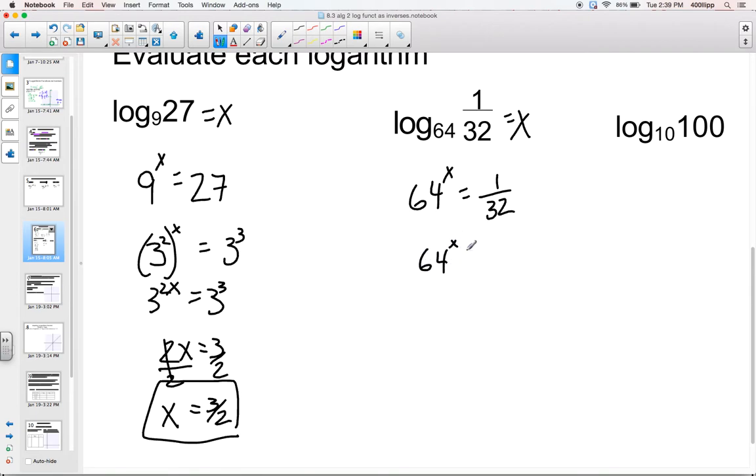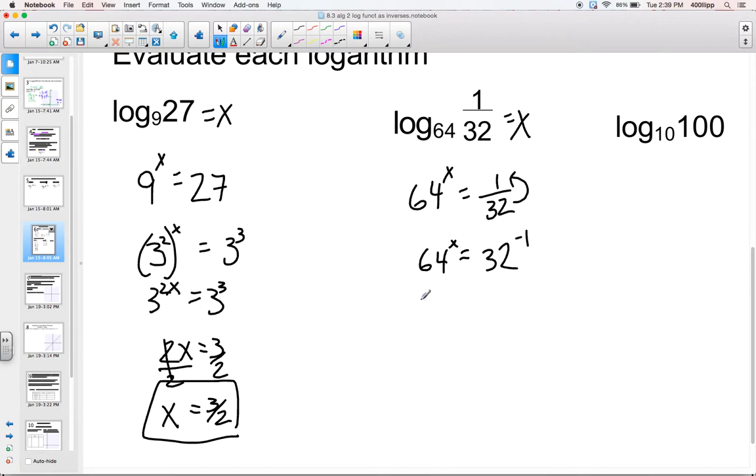64 to the x will stay. And I'm going to make this 1 over 32. I want to bring that up to the top so it's a whole number. And I'm going to do that by writing it as 32 to the negative 1 power. Okay, and that's because 32 to the negative 1 power is the same as 1 over 32, right?